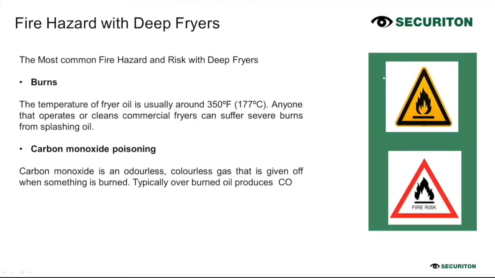Okay, with that note, let's look at what the fire hazards are. We have seen what the issues of fire are, and let's look at what hazards are involved with these fire incidents. Obviously, as we work with high temperature oil, there will be issues here. What are the issues? One would be burns. The temperature of the fryer oil is usually around 250 Fahrenheit, approximately 120 Celsius, because we start working with 120 and above.